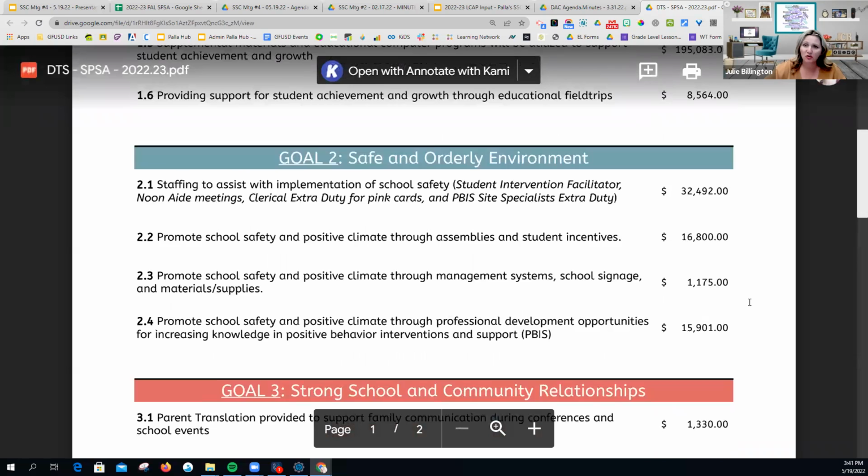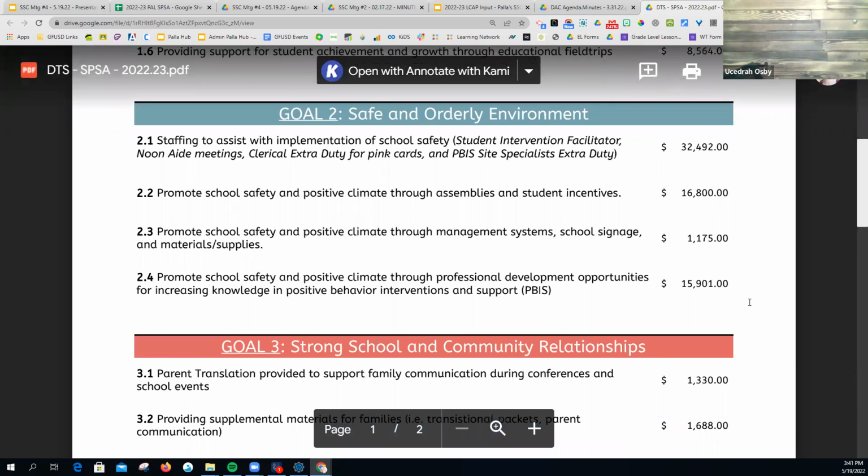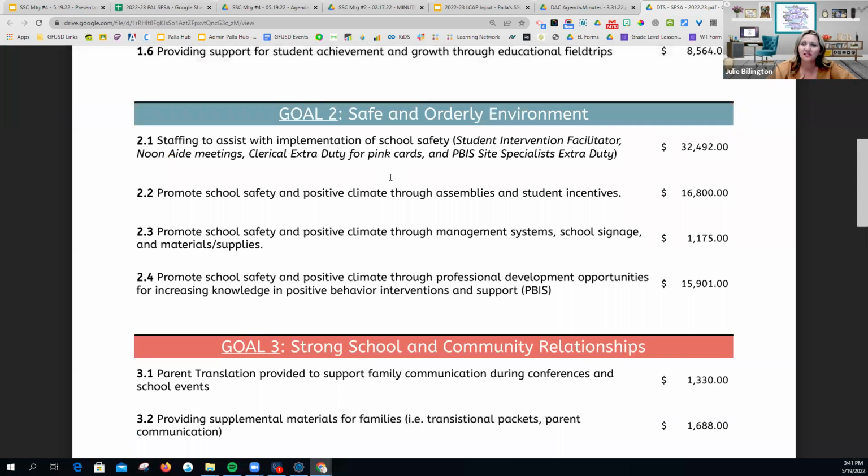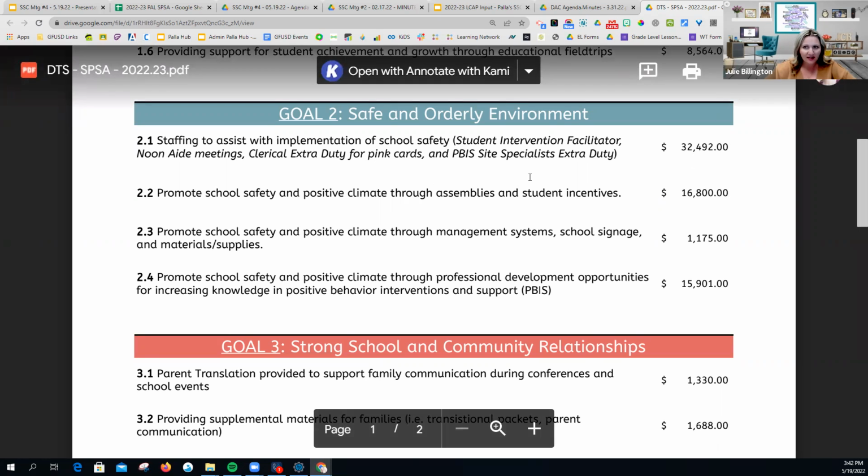Then the next one goes into more detail talking about goal 2, safe and orderly environment. So we have Miss Annette, she is our student intervention facilitator. Well, we also have an additional one, and he's part-time, Mr. Womack. And so I pay additional money so we can have an additional person. So the district pays for Miss Annette, and then I'm saying, hey, I want to have another one here. So I'm paying for that, as well as if we have any additional meetings with our noon aides or anything that has to do with school safety. So this is the money that's allocated for that in this action.